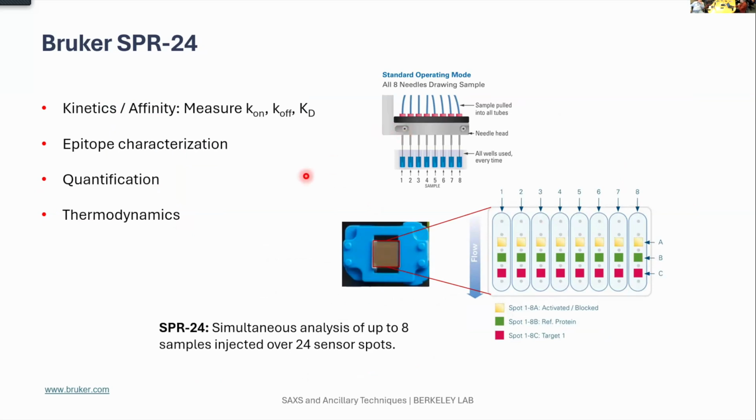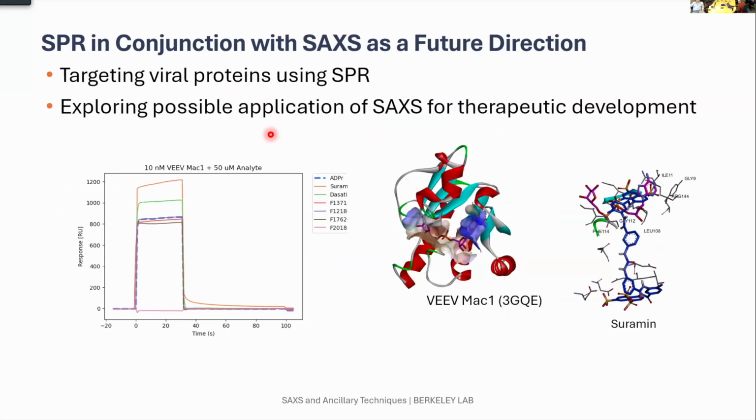So with this device, you can do different types of measurements, from regular kinetics to epitope characterization of your antibodies, quantification analytics to know what concentration of a particular analyte is in your sample, as well as thermodynamics, as this device can regulate temperature, but I forgot what's the maximum. Probably it can go to 60 or 80 degrees Celsius.